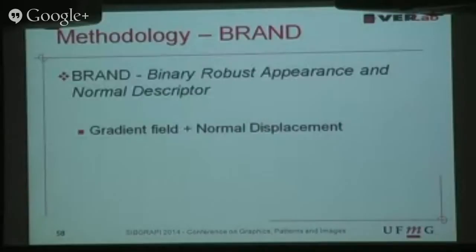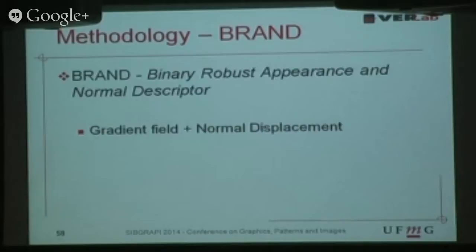Now, so that is the first one. The second one is called BRAND. It's a binary robust appearance and normal descriptor. It's a nice thing to find names for these descriptors, right? So you want to have something unique like SIFT, SURF, BRAND, you name it.